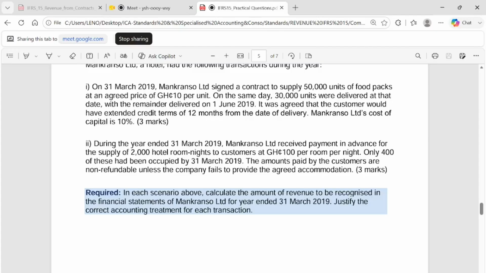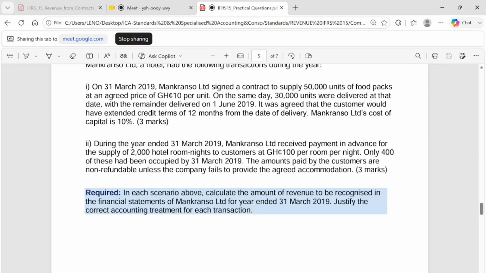You went into a contract on 31st March 2019, and the contract value is 50,000 units at a price of 10. On that date, you delivered 30,000 units, the remainder is 20,000, and you promised to deliver that on 1st June 2019. It was agreed that the payment for the 30,000 units delivered will come after 12 months. How do you report this? Now, you are to report as at 31st March 2019. Put that at the back of your mind.